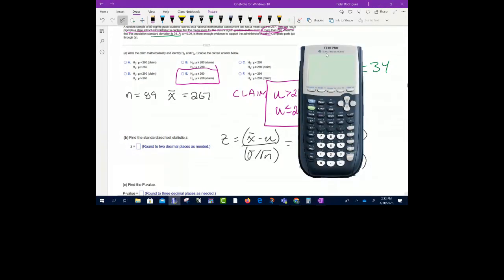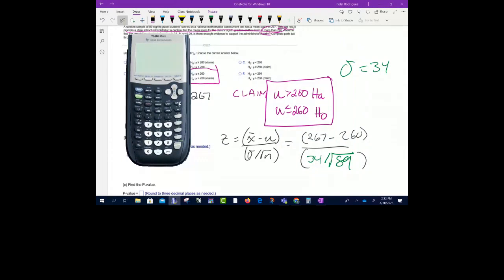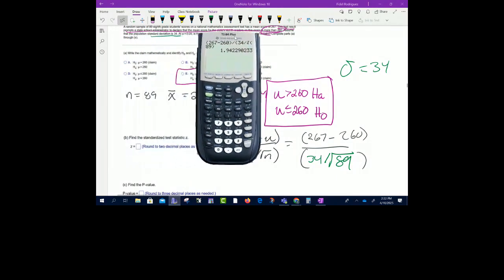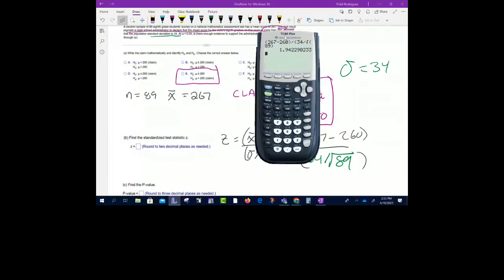Okay, y'all, I'm going to show you guys something. I'm going to come back over here. Boom. We're going to do this. Let me turn this guy on first. Sorry, clear this out. Y'all, exactly how I wrote it here on my paper is exactly what I'm going to do here. 267, right? Boom. Minus 260. Close that off. Divided by, we said 34. Divided by the square root of what? 89. Okay, close it off. Boom. All right. They're asking me to go to what? 2 decimal places? Did anybody else come up with 1.94? I came up with 1.92.